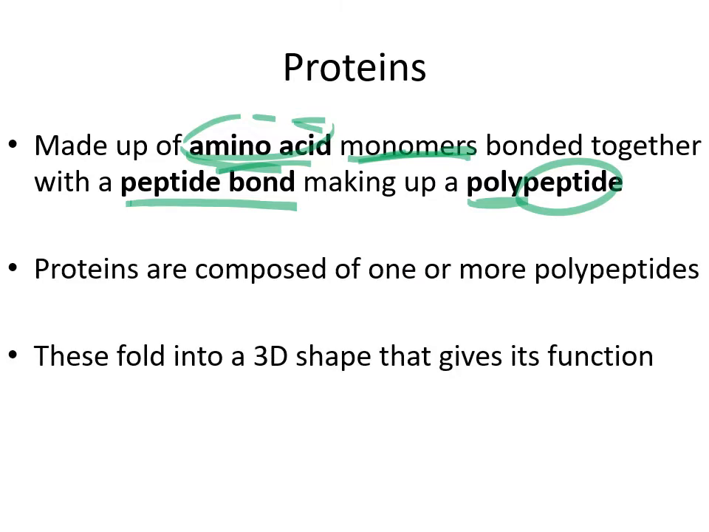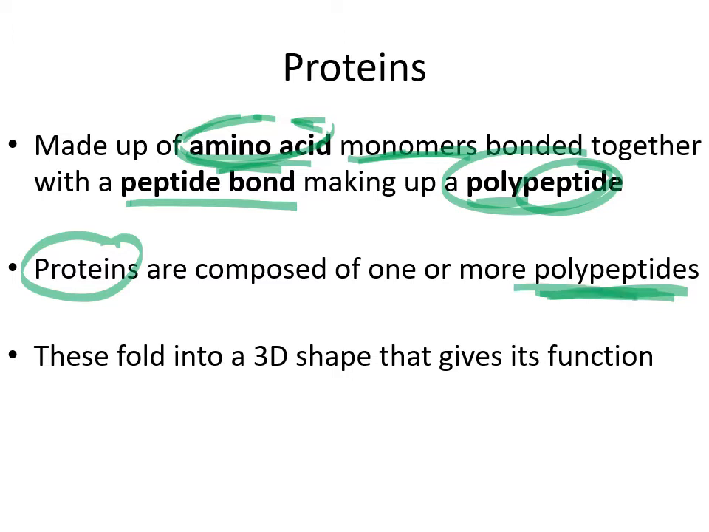They team up together, and so if you have these polypeptides, which again is a chain of amino acid monomers held together with peptide bonds, one of these polypeptides could be what we call a protein, or like with many proteins, there could be several polypeptides together that actually form a protein. So the protein may be a single polypeptide or multiple polypeptides working together.